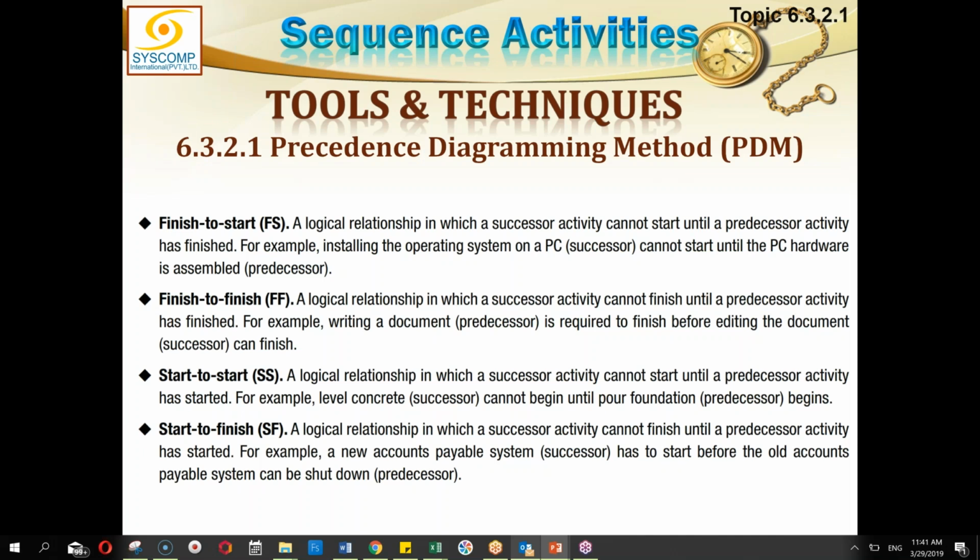As far as start to start is concerned, don't you think that there are certain activities which can be started as soon as another activity is started? Can you think of an example for that?